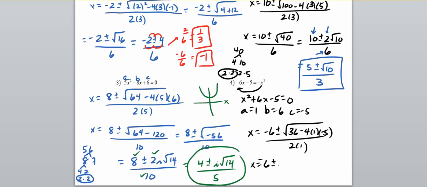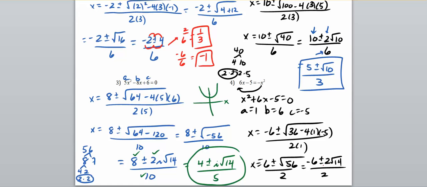Negative 6 plus or minus, negative 5 times negative 4 would be positive 20, so I would have 36 plus 20. So that's going to be the square root of 56 again, which is nice because we did that in the last problem. So knowing from over here, I know that that's 2 root 14. So negative 6 plus or minus 2 root 14, all over 2. And so we can simplify that. I'm going to run out of room here, so I'm going to go ahead and do it in red.